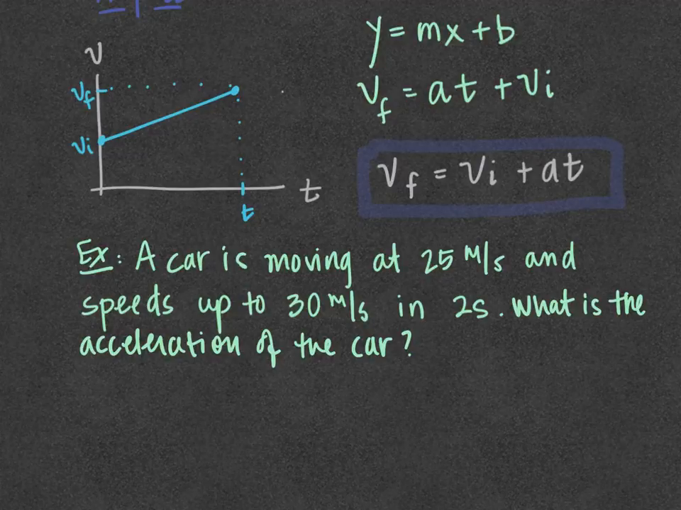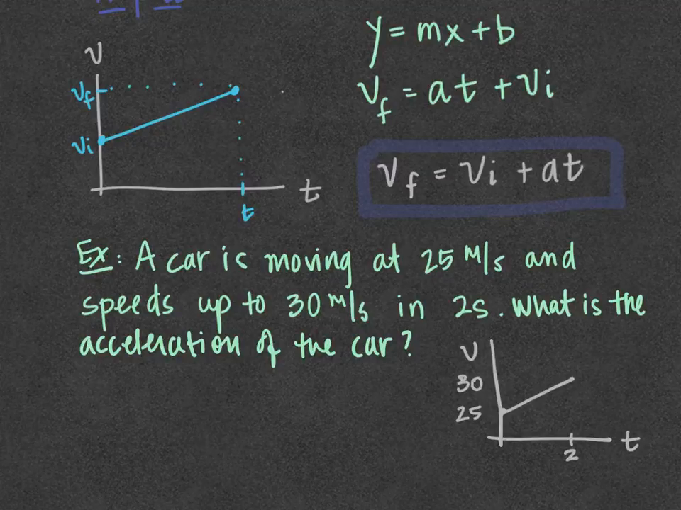A car is moving at 25 meters per second and speeds up to 30 meters per second in 2 seconds. What is the acceleration of the car? You can always sketch out the graph. It's very helpful. So this shows me that initially my velocity is 25, later my velocity is 30, and it takes a 2-second time interval for this to occur. So what's the slope of that line? Remember, the slope is the acceleration.